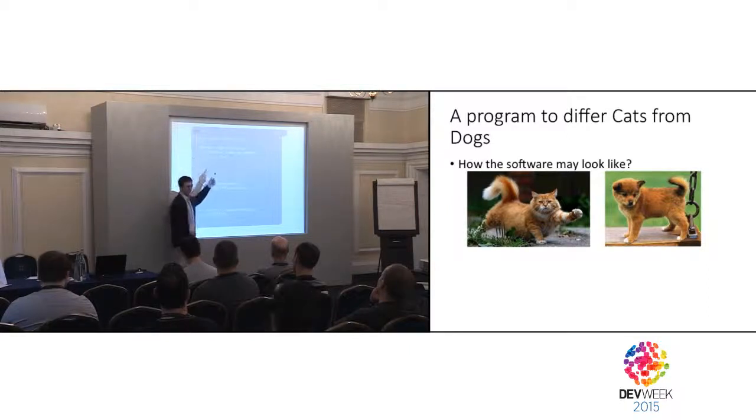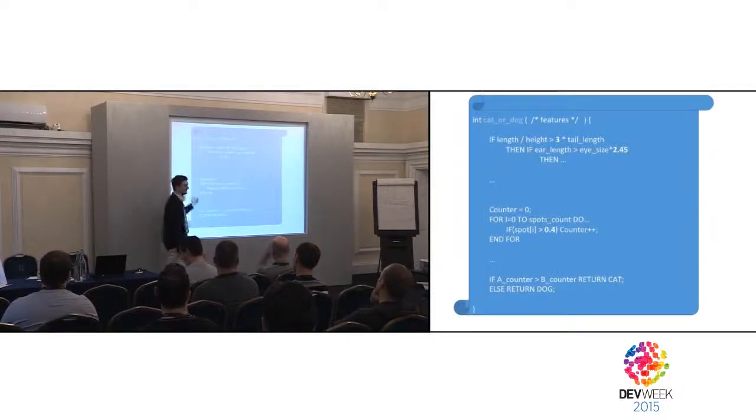And if we try to do that, we will get code like this. It will be a function that returns, for example, 1 for cat and 0 for dog, that analyzes pixels of the image, and it contains nested if-else statements that check certain values against other values and so on. Of course, this code is a nightmare.